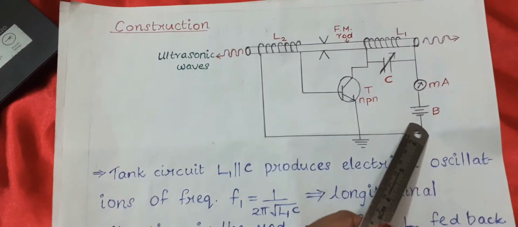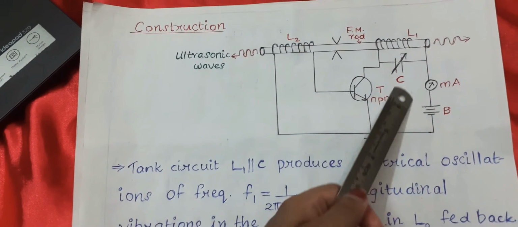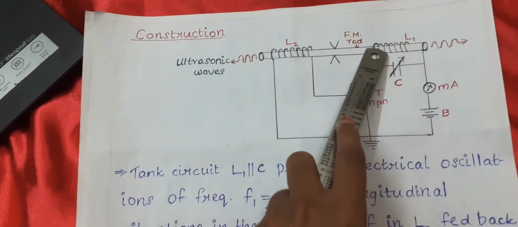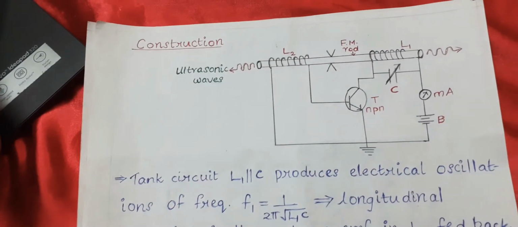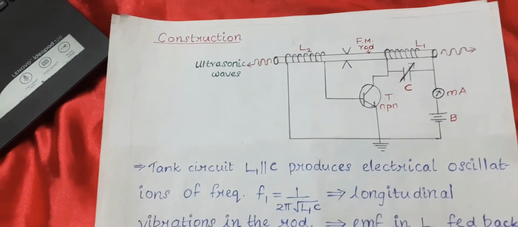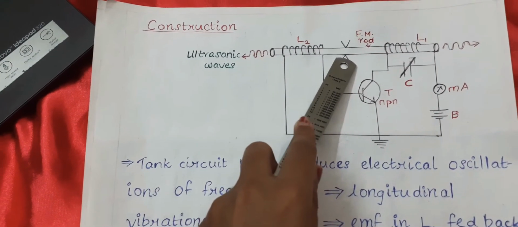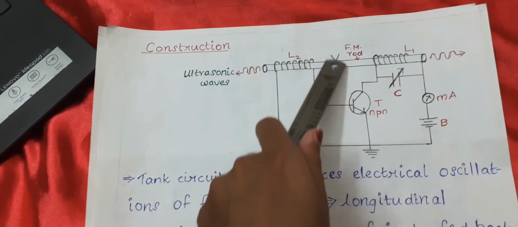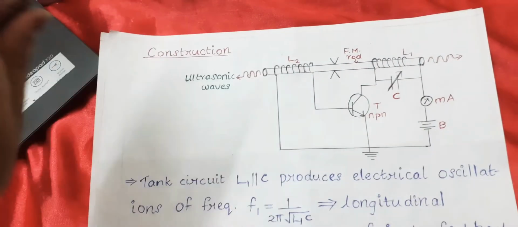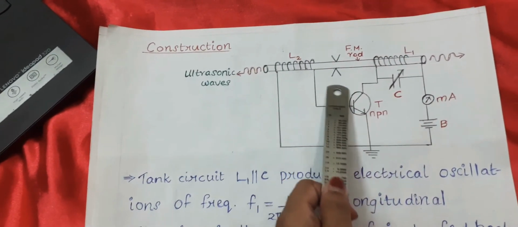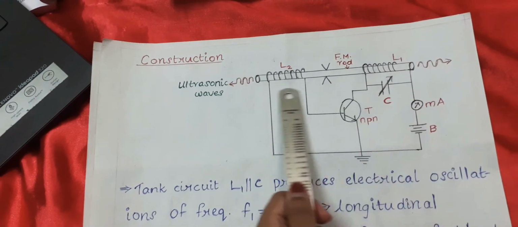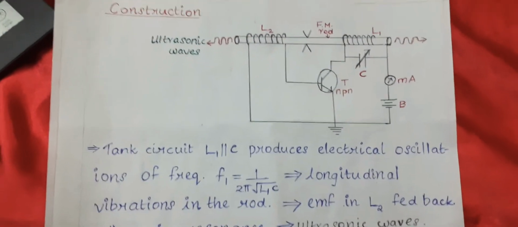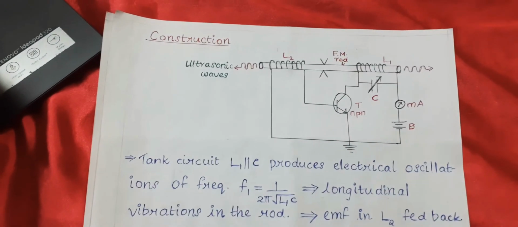Here you can see that there is a battery and a milliammeter that provides necessary biasing conditions for this amplifier, and this is the tank circuit, and this is the specimen rod, which is a ferromagnetic rod, which will be either an iron rod or a nickel rod. And you can see that this rod is clamped vertically, so that there will be no vertical oscillations. The rod is maintained or clamped in such a way that it is free to vibrate only longitudinally, and the vertical oscillations are restricted. Now let us see what happens when the battery is turned on.